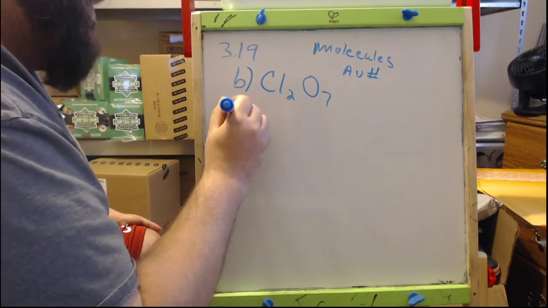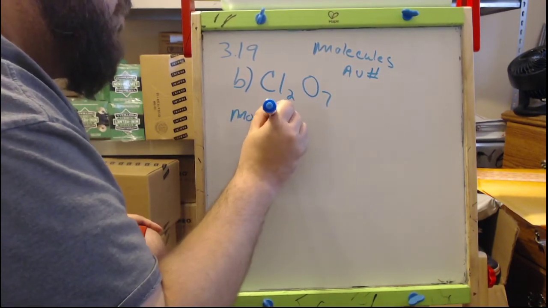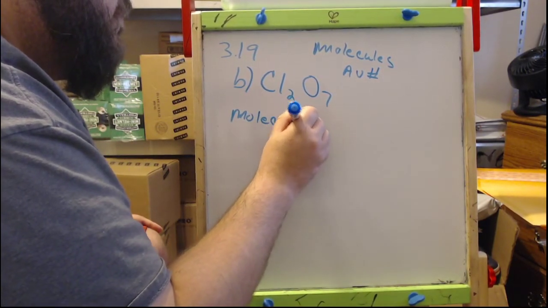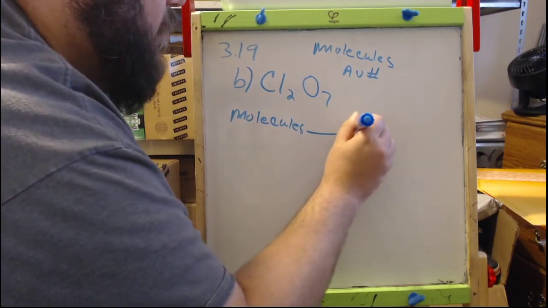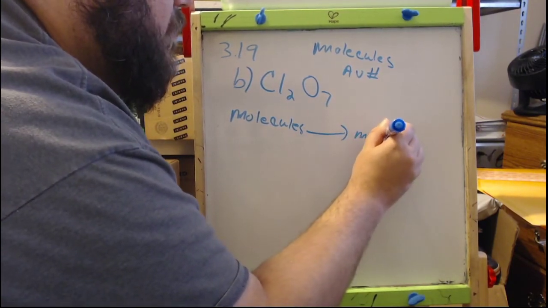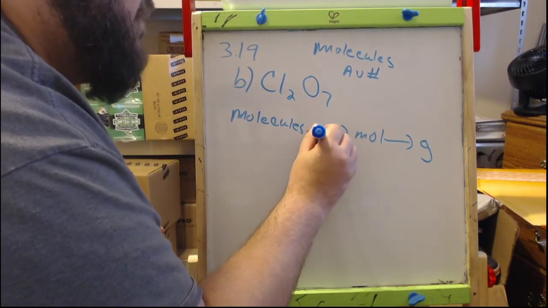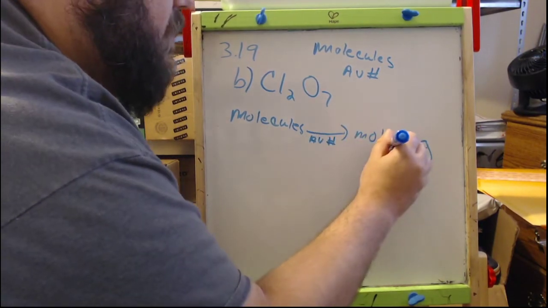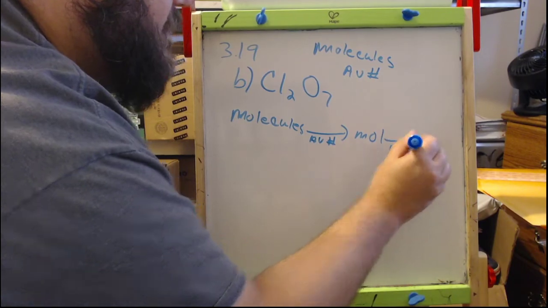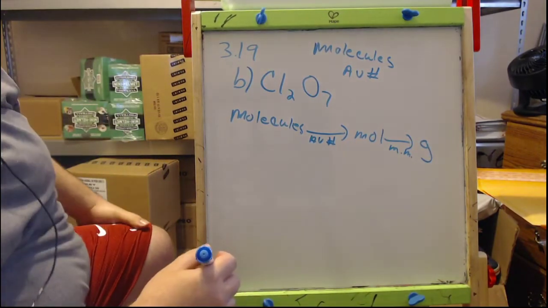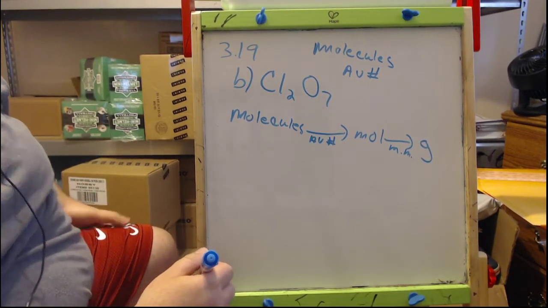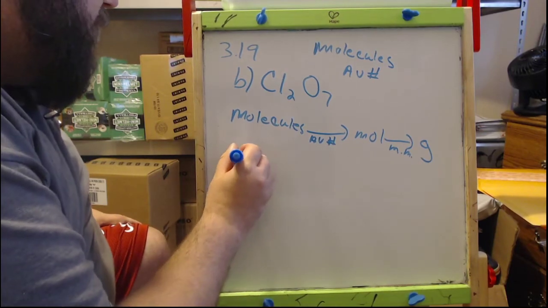All right, so my pathway is going to be this. Molecules to moles, moles to grams. Here I'm going to use Avogadro's number. Here I'm going to use the molar mass. Okay, so they give me so many molecules, 1.83 times 10 to the 24th.